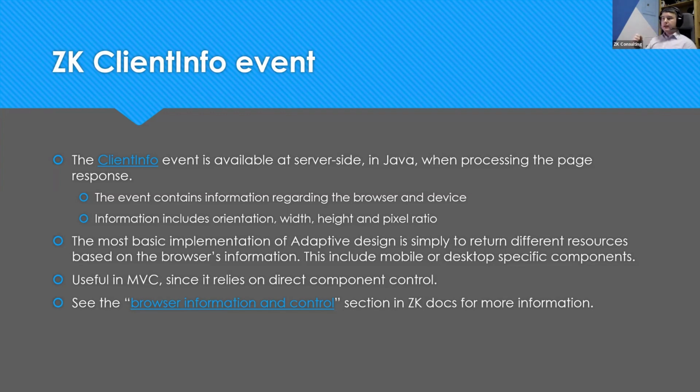The ClientInfo event is sent to the server by the client once the page has been displayed, and it contains information about the device. Information which contains, for example, the device width, the device orientation, whether it's on portrait mode or landscape mode. It can contain the pixel ratio. It contains a lot of other things, just those for width, height, pixel ratio, orientation are usually the most useful ones. And based on that information, as a developer in your composer, you can simply decide to do different things. Let's see how that might work.